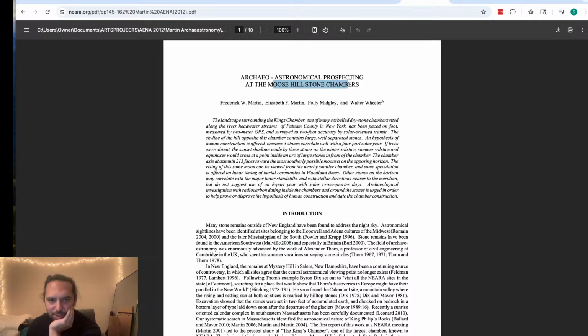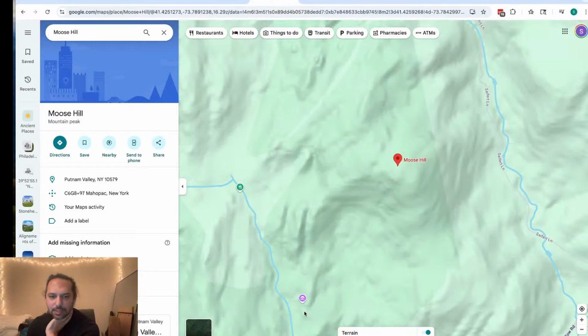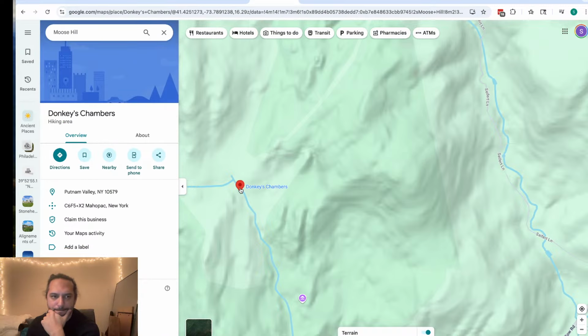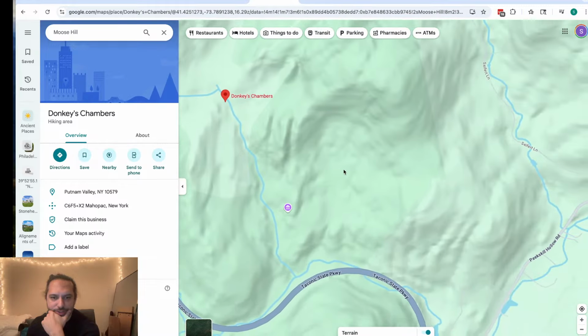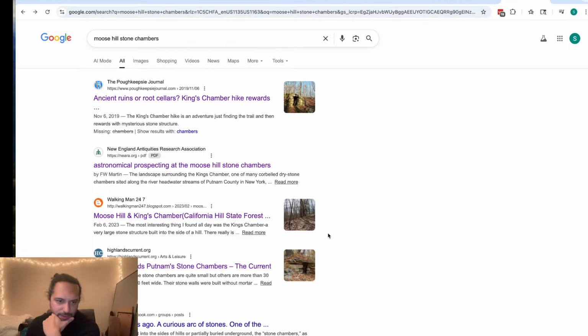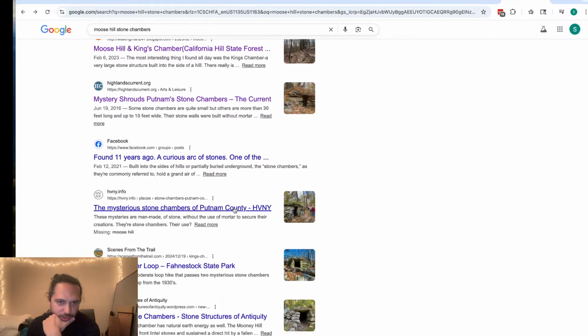The stone chambers, Moose Hill stone chambers. So there are multiple stone chambers. I guess there's this one. Donkey's chambers. So, okay, it's possible there's something here. Let me keep looking a little bit more.